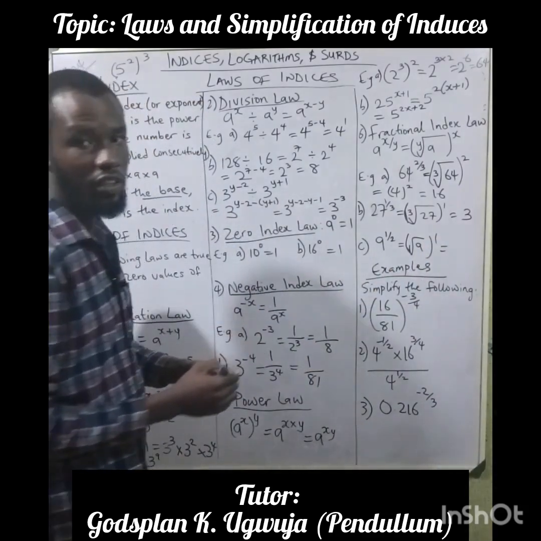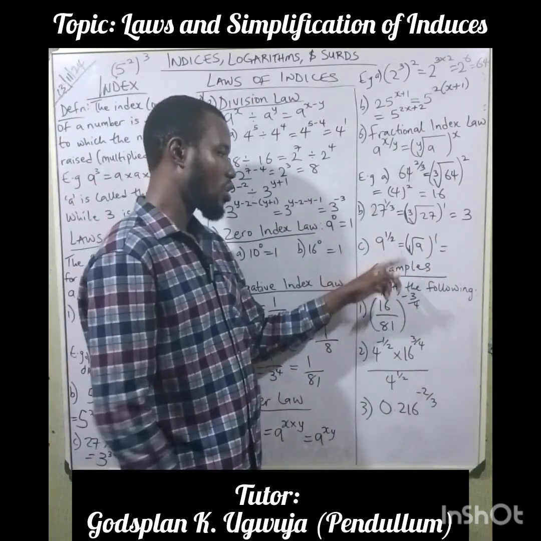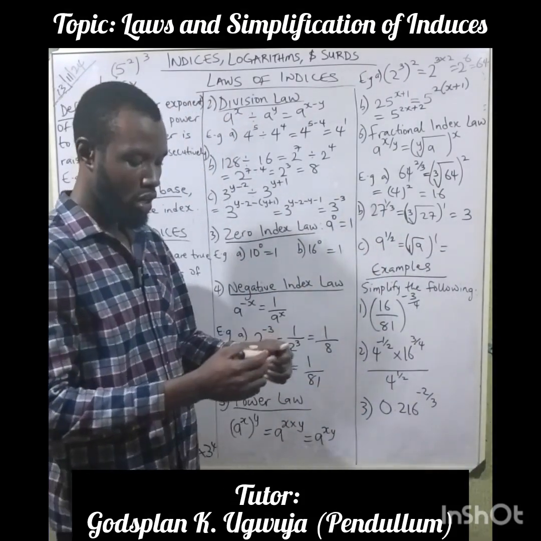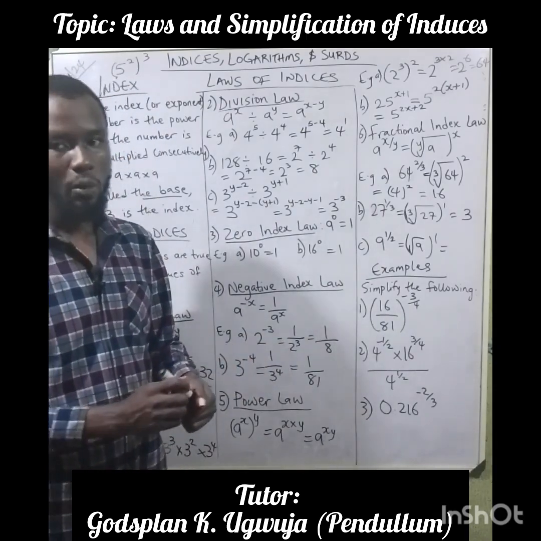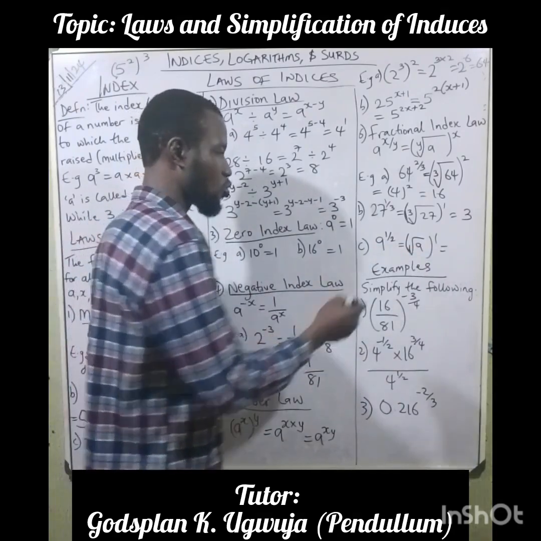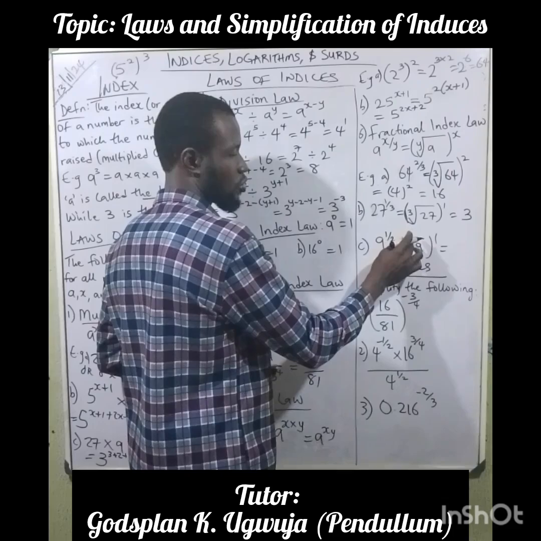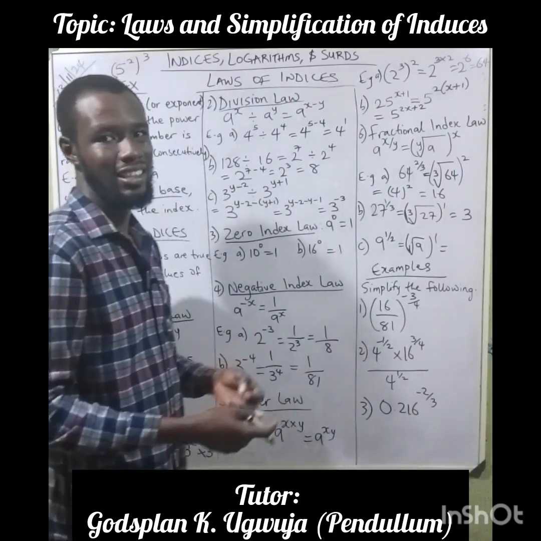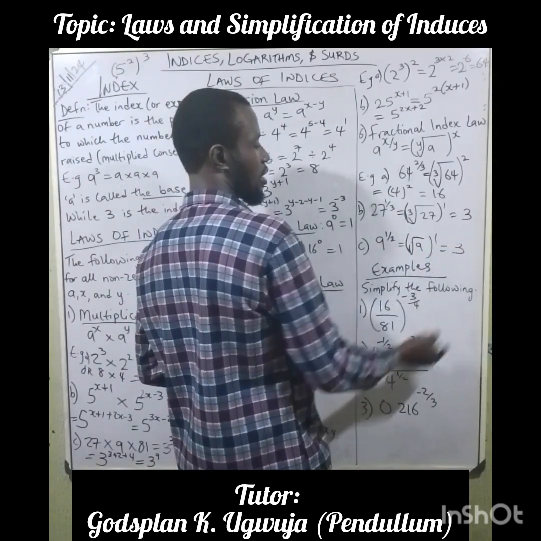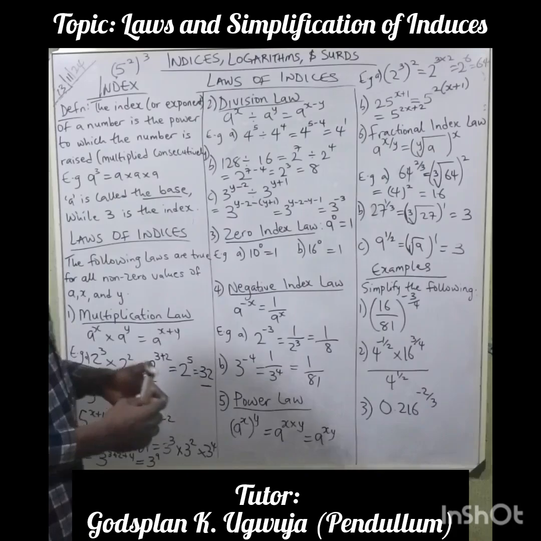Alright, now please take note that for 2, we don't write 2 here, we just use this sign. This sign means square root, and square root means a number that will multiply itself 2 times to give you this number. So do not come here and write 2. There's no need. Square root already implies that it's 2. Now the square root of 9 is still 3, because 3 times 3 is 9.